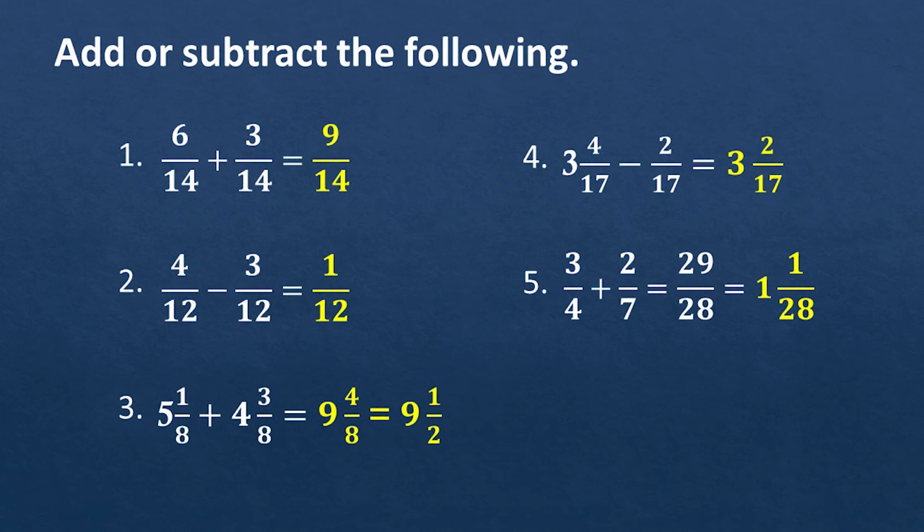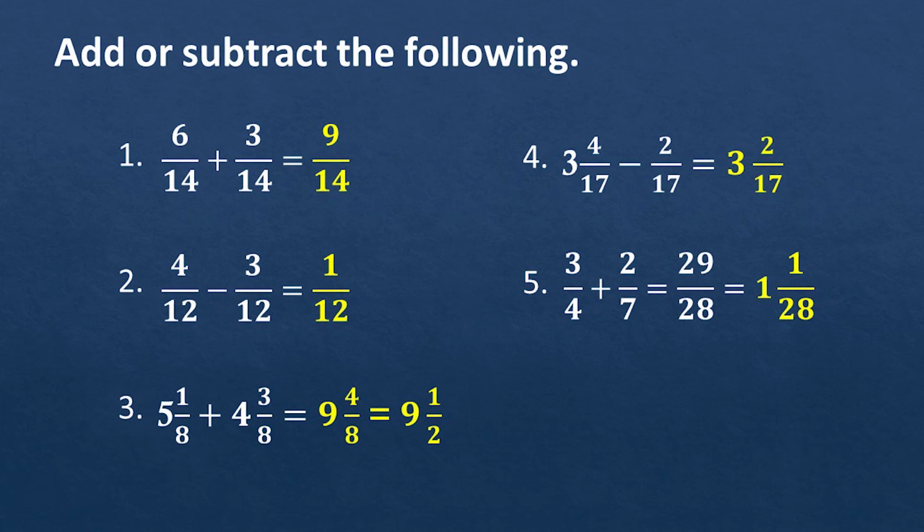For number 3, 5 and 1/8 plus 4 and 3/8. The answer is 9 and 4/8 or 9.5. Number 4, 3 and 4 over 17 minus 2 over 17. Correct. The answer is 1 and 2 over 17. For number 5, 3/4 plus 2 over 7 is equal to 29 over 28, or 1 and 1/28.